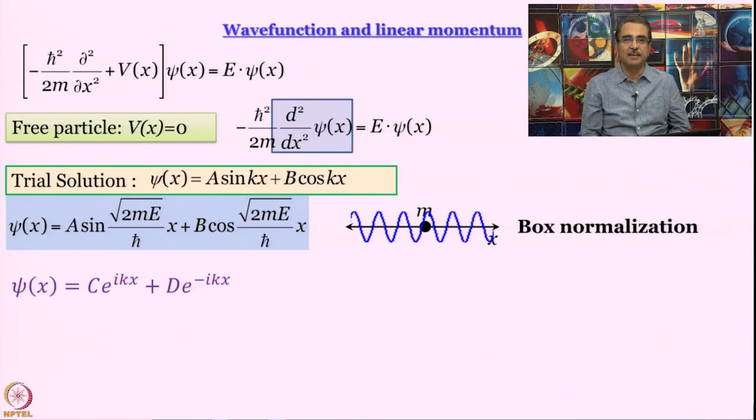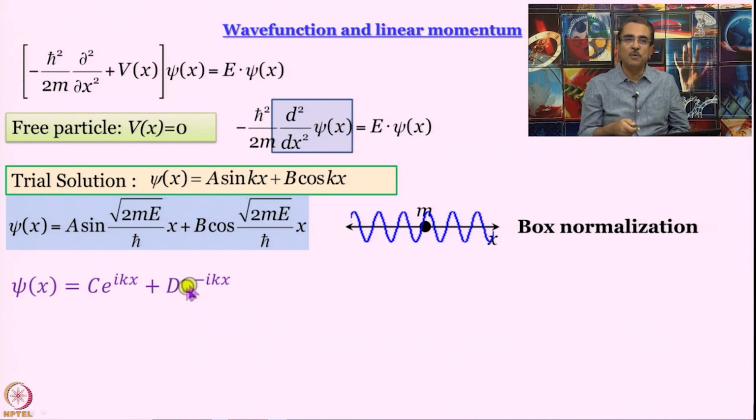Alright. That being said, we can actually write the wave function in a different manner also. Instead of writing the sine and cosine functions, I can write an exponential function, e to the power ikx plus d e to the power minus ikx. I leave it to you to differentiate it twice and convince yourself that this function also satisfies the Schrodinger equation for a free particle. You can arrive at it in another way.